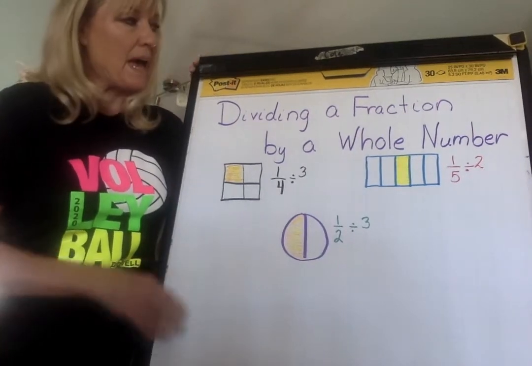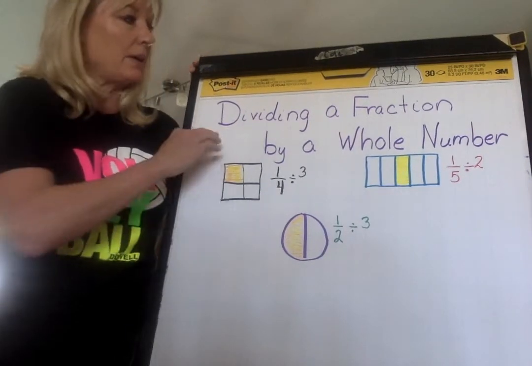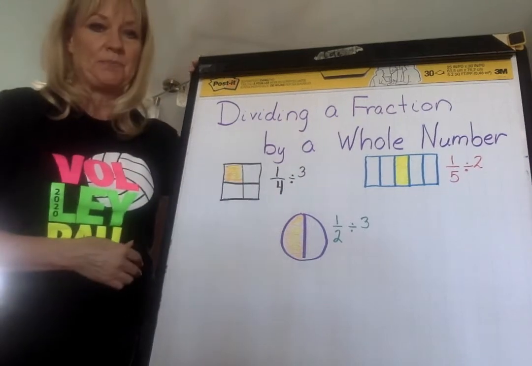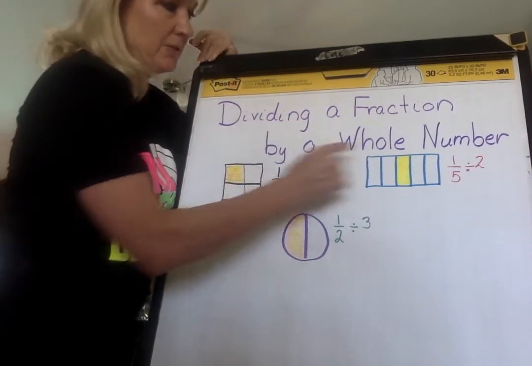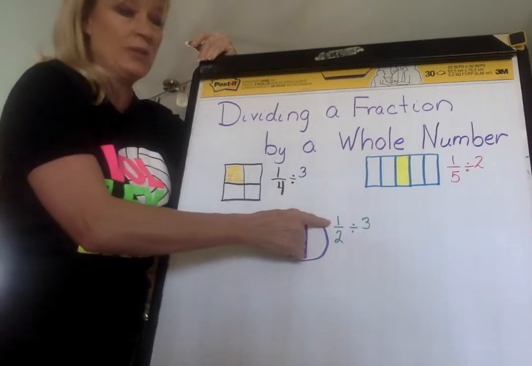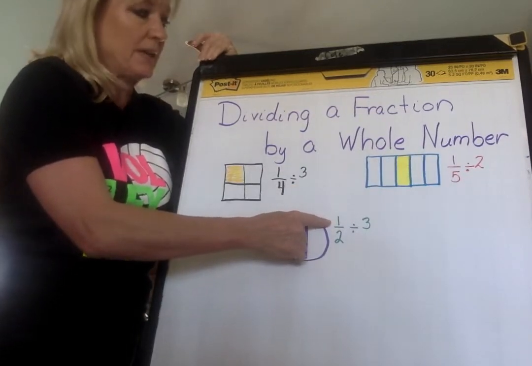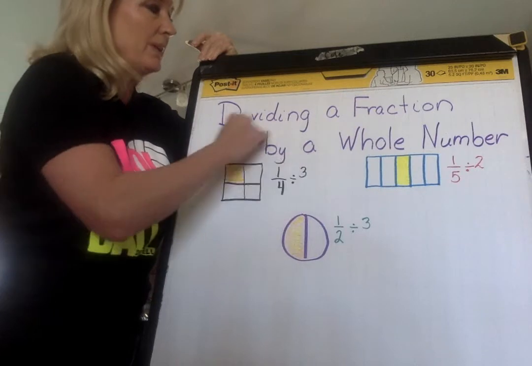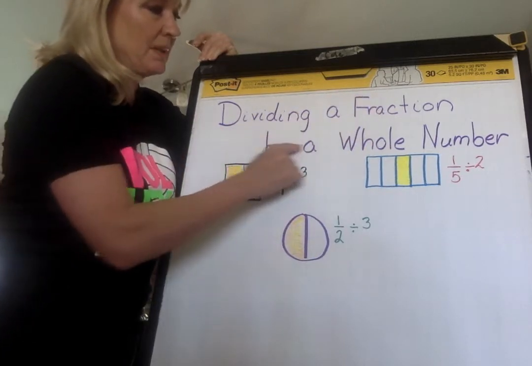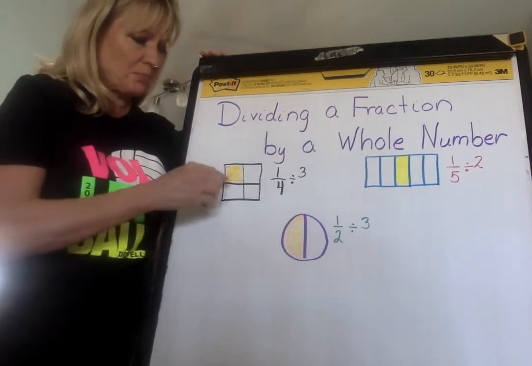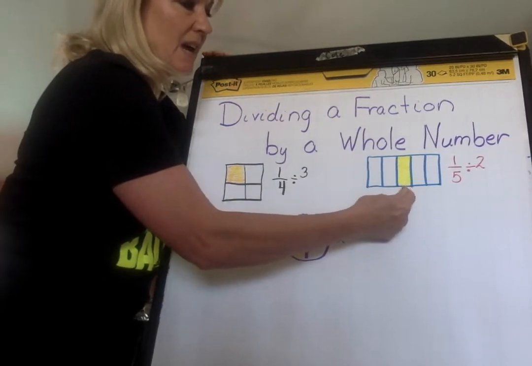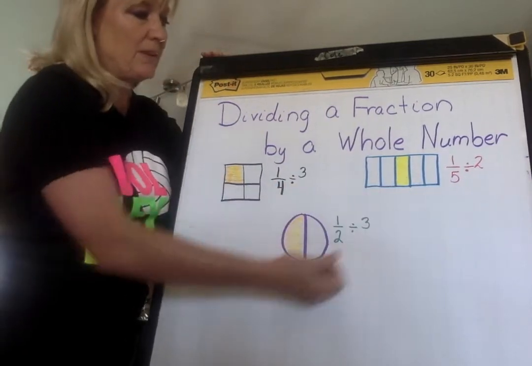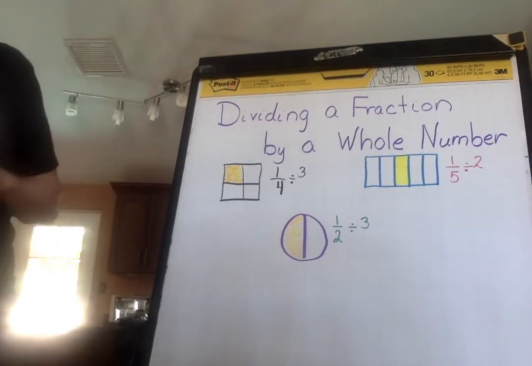Hi guys, welcome back. So now we're going to do the second part of dividing fractions. In this part, we're going to divide a unit fraction. Remember, a unit fraction again is just a fraction whose numerator is a 1. We're going to divide a unit fraction by a whole number. So we're going to divide 1/4 by 3, we're going to divide 1/5 by 2, and we're going to divide 1/2 by 3.